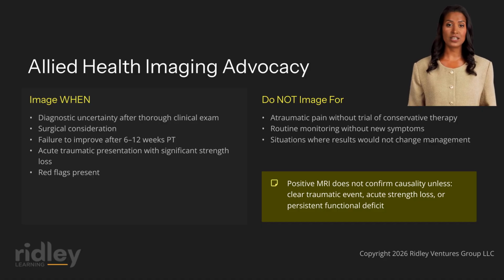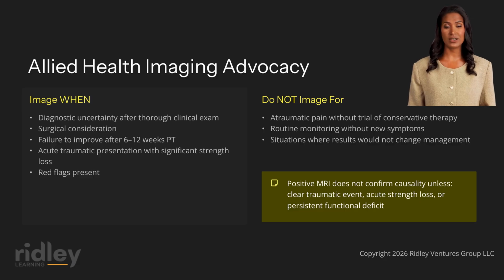Imaging shouldn't be routinely advocated for atraumatic shoulder pain without a trial of conservative therapy, for routine monitoring at fixed intervals without new symptoms, or when imaging results wouldn't change management decisions. When communicating imaging findings to patients, allied health professionals should use evidence-based strategies that normalize findings, decouple imaging from symptoms, and emphasize function over structure.